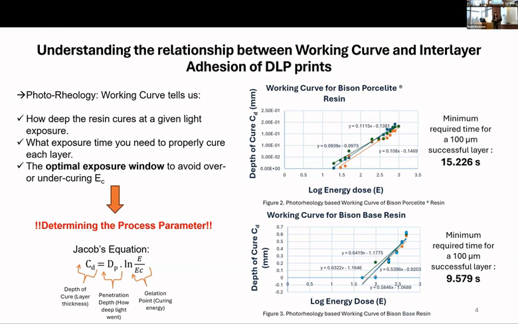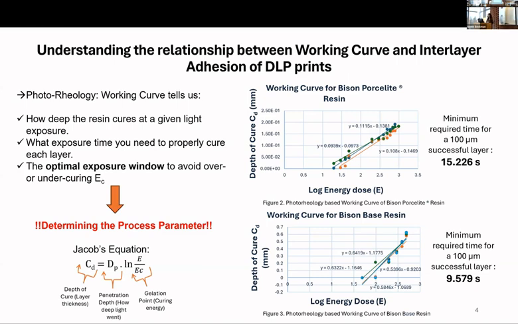Before setting the exposure time, working curve analysis is done, and it's based on repeated photorheology analysis. Basically it tells us, okay, this is my light intensity, and I want to have this amount of layer thickness, so what should be my exposure time? It is a commonly used method in the literature as well, and it's based on Jacobs' equation.